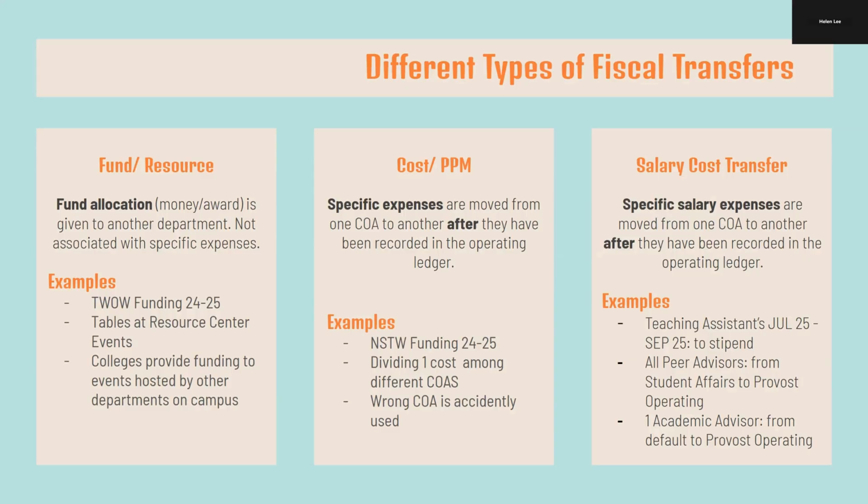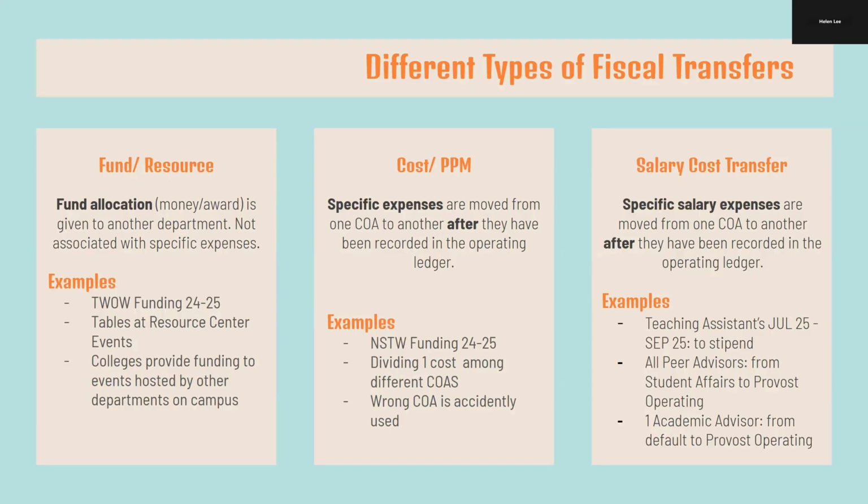So again, these are specific expenses that are moved after they have been made and after they have been recorded in the ledger. And finally, we have the salary cost transfers. These are specific salary expenses that are moved from one COA to another after they have been recorded in the ledger.